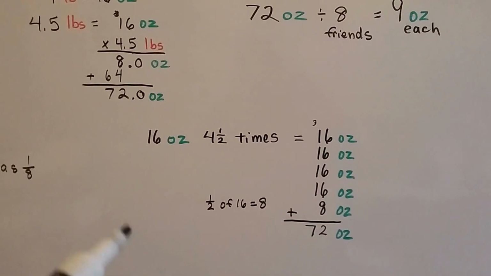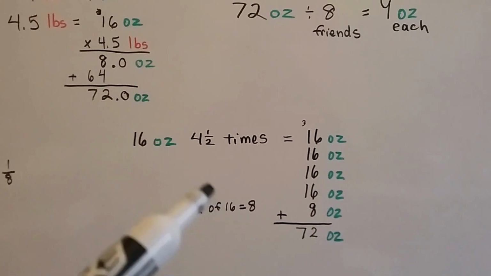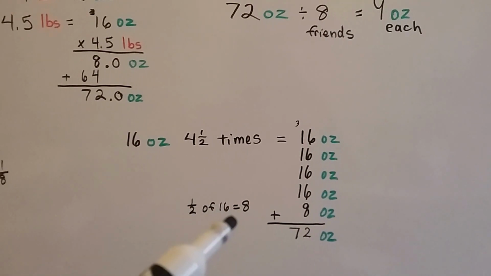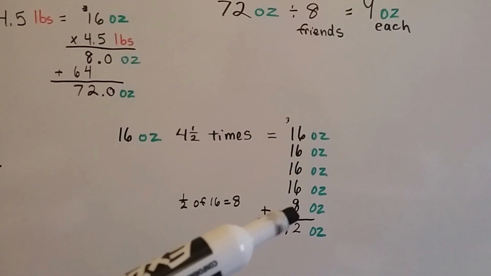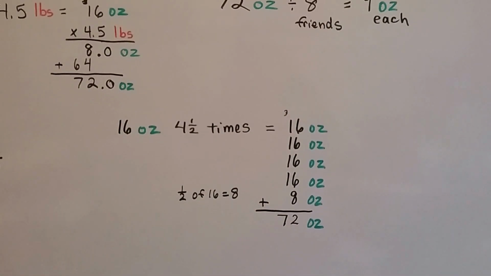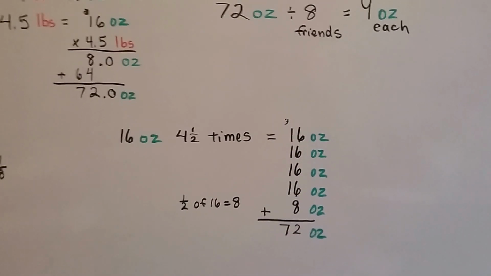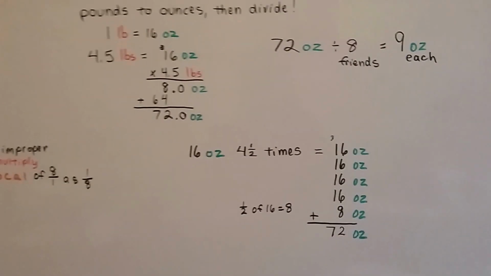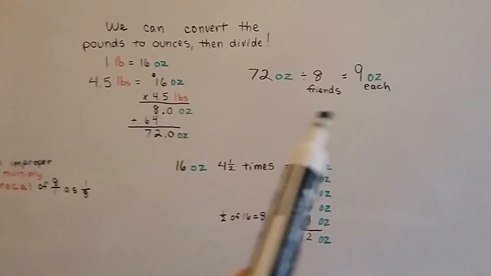We also could have done it as 16 ounces 4.5 times. Half of 16 is 8, so we would add 16 4 times, and then that half time would be the 8. When we add these all up together, we get 72 ounces. Same thing.